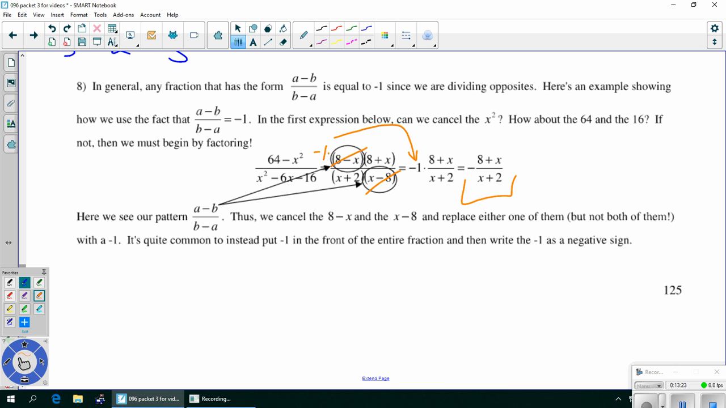Negative in the front, 8x plus 2 over, 8 plus x over x plus 2. Can we cancel these x's? No, they're both near addition or subtraction.